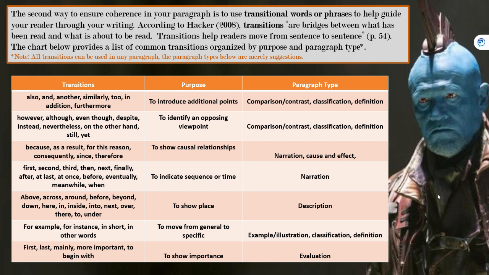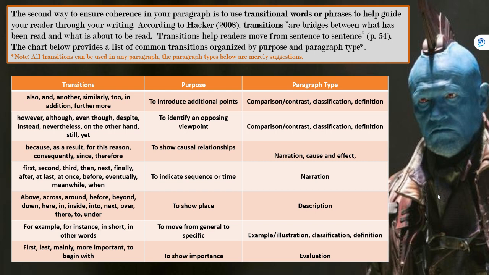If you want to show cause and effect, you might use because, as a result, for this reason. If you want to indicate sequence or time, you'll of course use first, second, third, and so on, next, finally, eventually. If you want to show place, you might say above, across, around, before, beyond. The sequence and time words are good for narration, and the place words are good for description. Description and narration are the first two paragraphs that we're going to write.